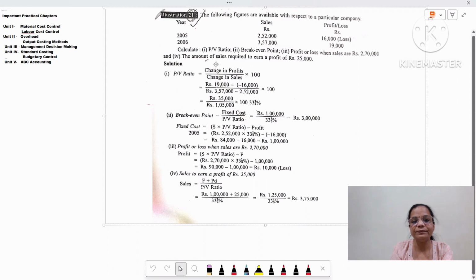Now the last point. Company wants to earn a profit of 25,000 rupees, and you are required to find out sales. Sales will be calculated by using the formula fixed cost plus desired profit divided by PV ratio. Fixed cost is 1 lakh rupees, desired profit is 25,000 rupees, और PV ratio already हम calculate कर चुके हैं 33.33%. So when you solve this, that will be 3,75,000 rupees sales to earn a profit of 25,000 rupees. I hope ये question आपको समझ आया होगा.